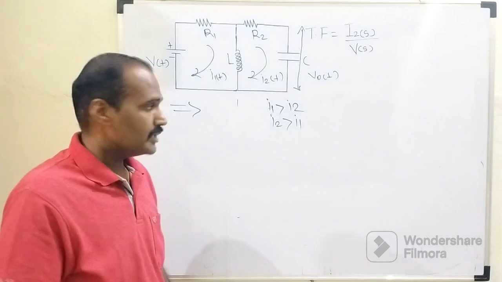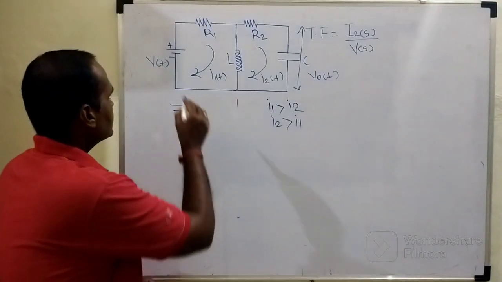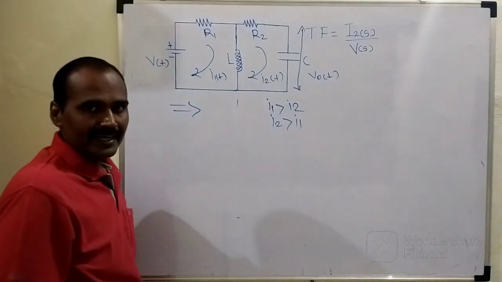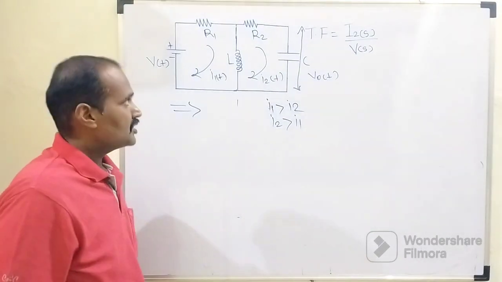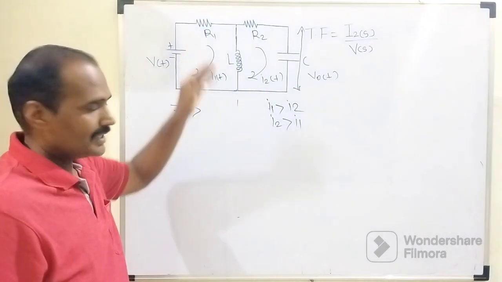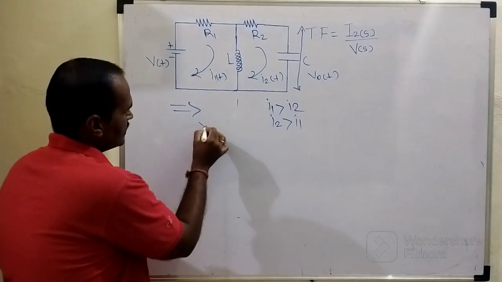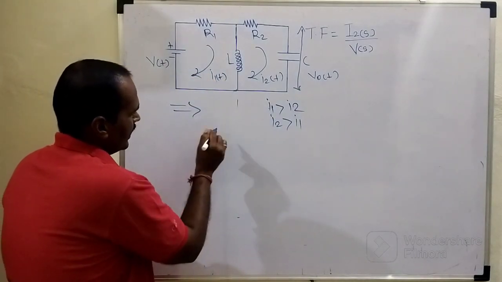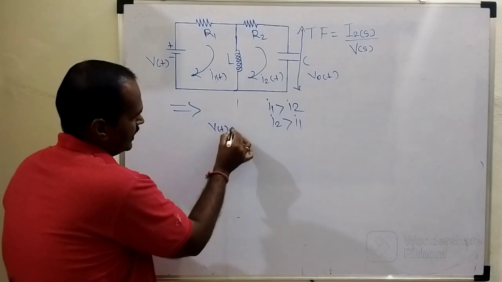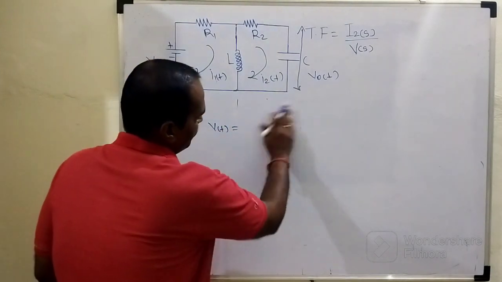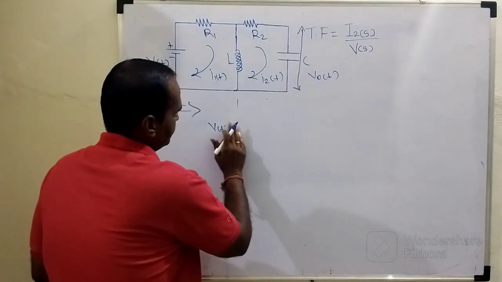By taking into account this fact, see, this is the positive plate and this is the negative plate. When we apply Kirchhoff voltage law to the first loop, as we are going from the negative plate to the positive plate, its potential will become plus V, or that can be rewritten as V of t.